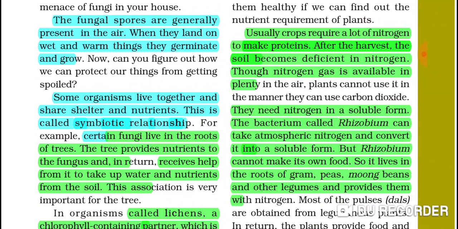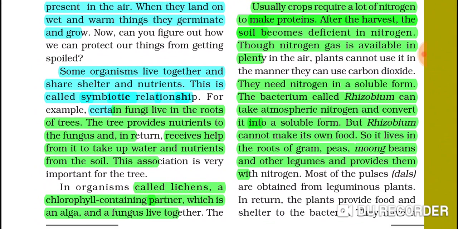Yes. Now one last example is symbiotic. In symbiosis, two organisms live together and share food and shelter. For example, lichen. Lichen is a combination of alga and fungi. The alga, which is green in color, prepares the food, and the fungus provides water and minerals to the alga, and also shelter. So this is how a symbiotic relationship takes place.